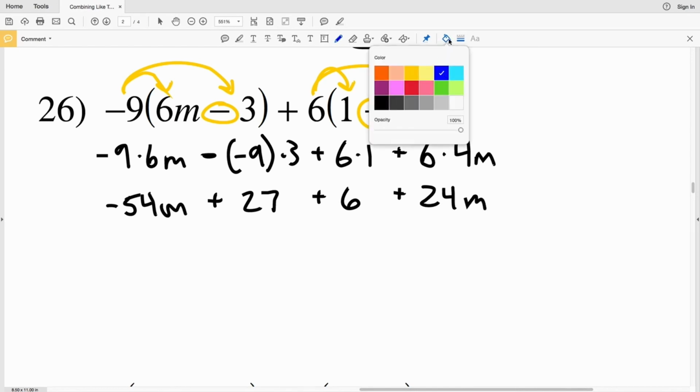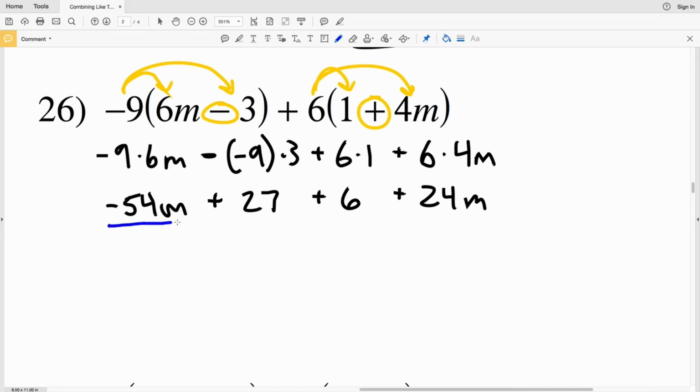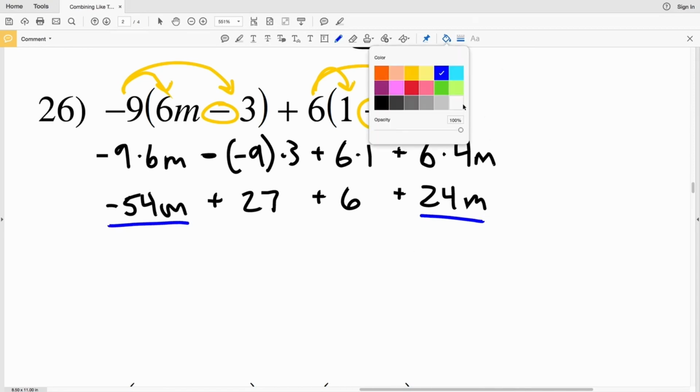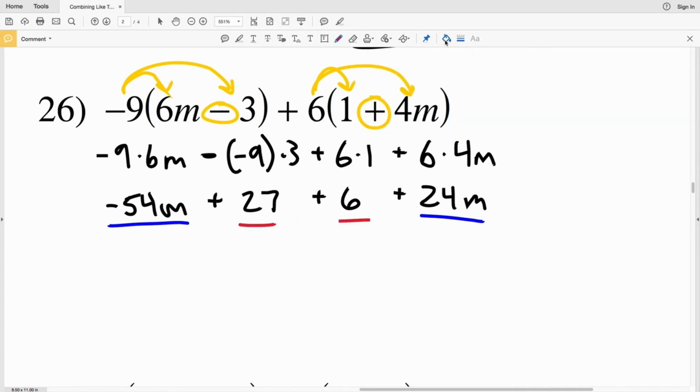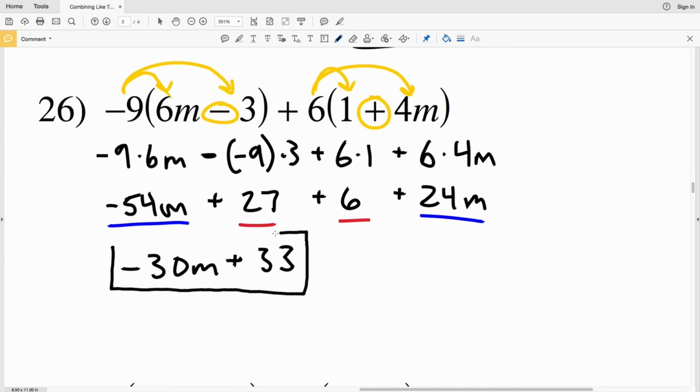Now combine all the like terms. We have two terms with m, that's negative 54 and a positive 24m. And then we have 27 and 6. So negative 54 plus 24 is going to give us a negative 30m. And 27 plus 6 is going to give us a positive 33. So the answer to number 26 is negative 30m plus 33.